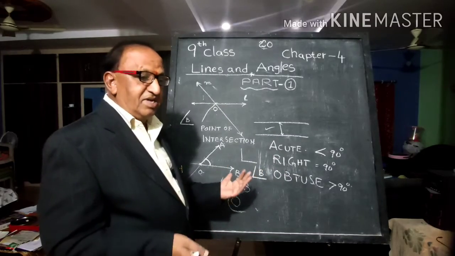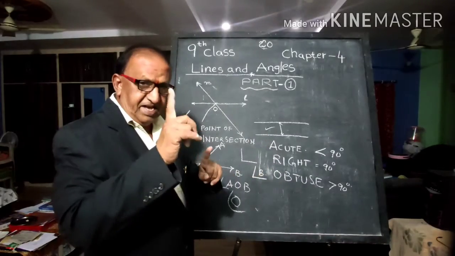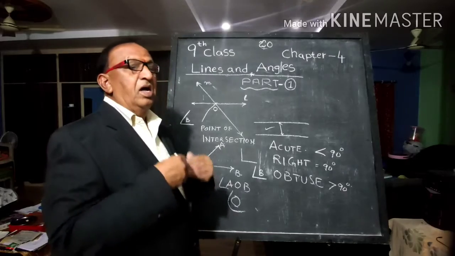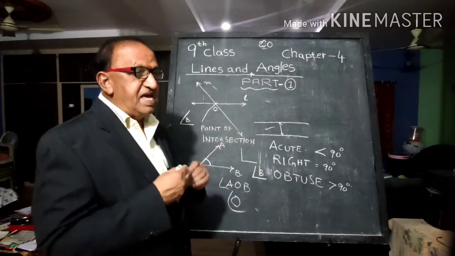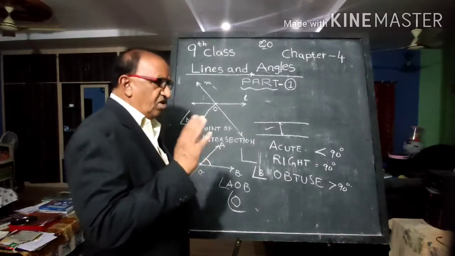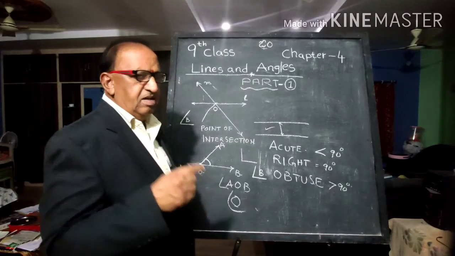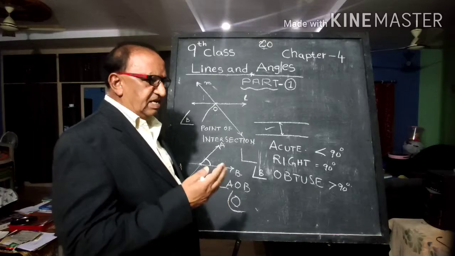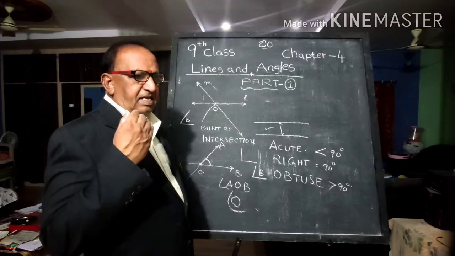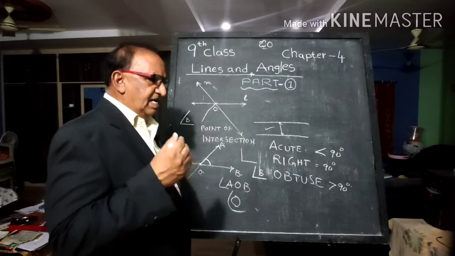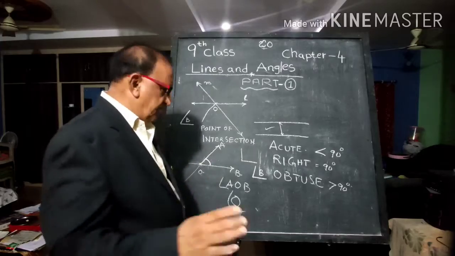Now these are all single angles. Now we talk about a pair of angles. In that case we have what are called complementary angles, supplementary angles, adjacent angles, non-adjacent angles, and a linear pair.